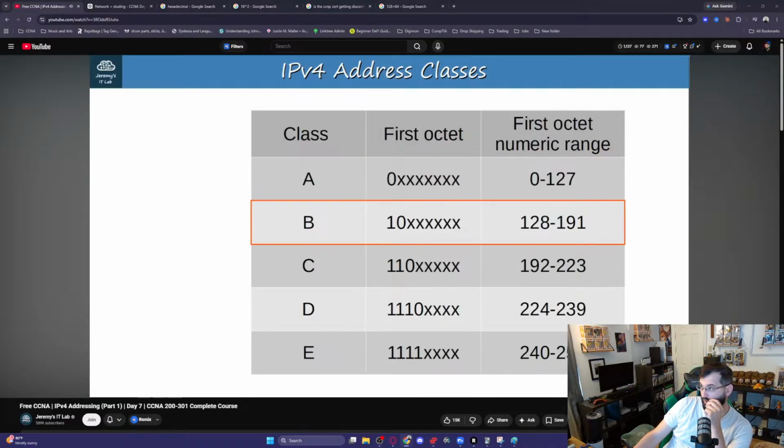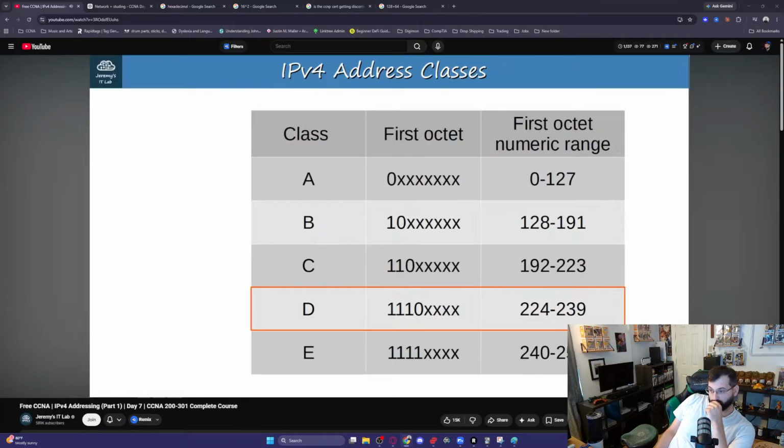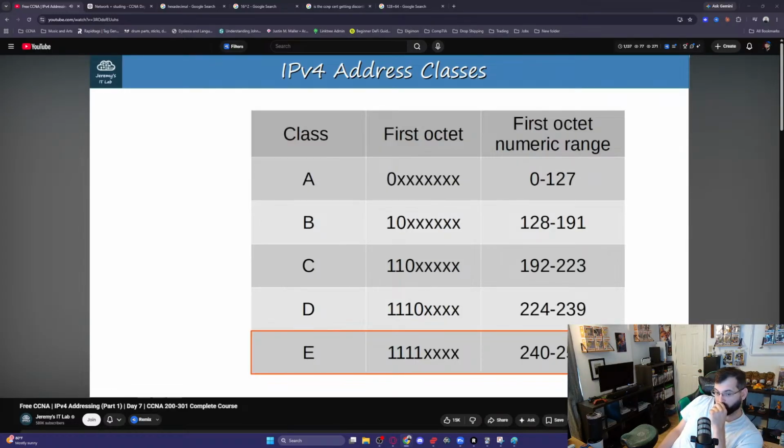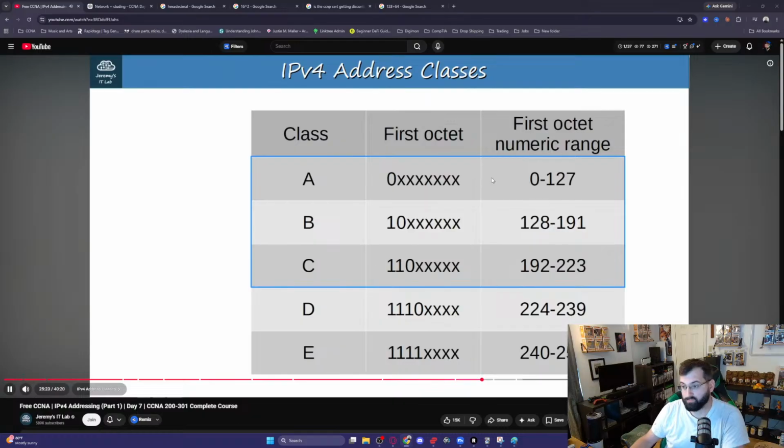The second class is class B, which has a first octet beginning with 10, and therefore a numeric range of 128 to 191. The third class is class C, which has a first octet beginning with 110, and therefore the numeric range for the first octet is 192 to 223. Class D has a first octet beginning with 1110, and the numeric range is 224 to 239. Finally, Class E has a first octet beginning with 1111, and therefore the numeric range for the first octet is 240 to 255. However, the classes of address we'll be focusing on are A, B, and C.